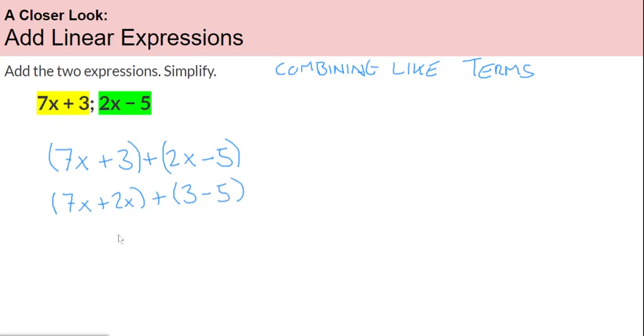We can do that. 7x plus 2x is 9x plus 3 minus 5. That will give us negative 2. We can also rewrite this if we would like. 9x minus 2, just to maybe look at it, looks a little bit more simplified this way. There's just one sign. When I have a plus and a negative, that changes to a minus 2. All right, easy stuff, right?